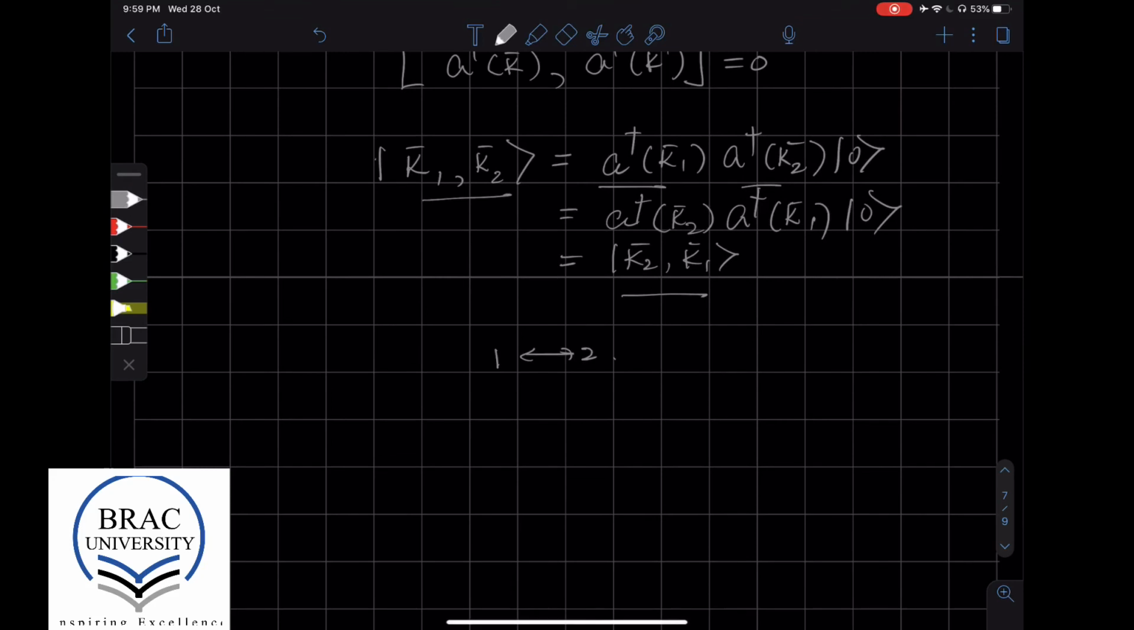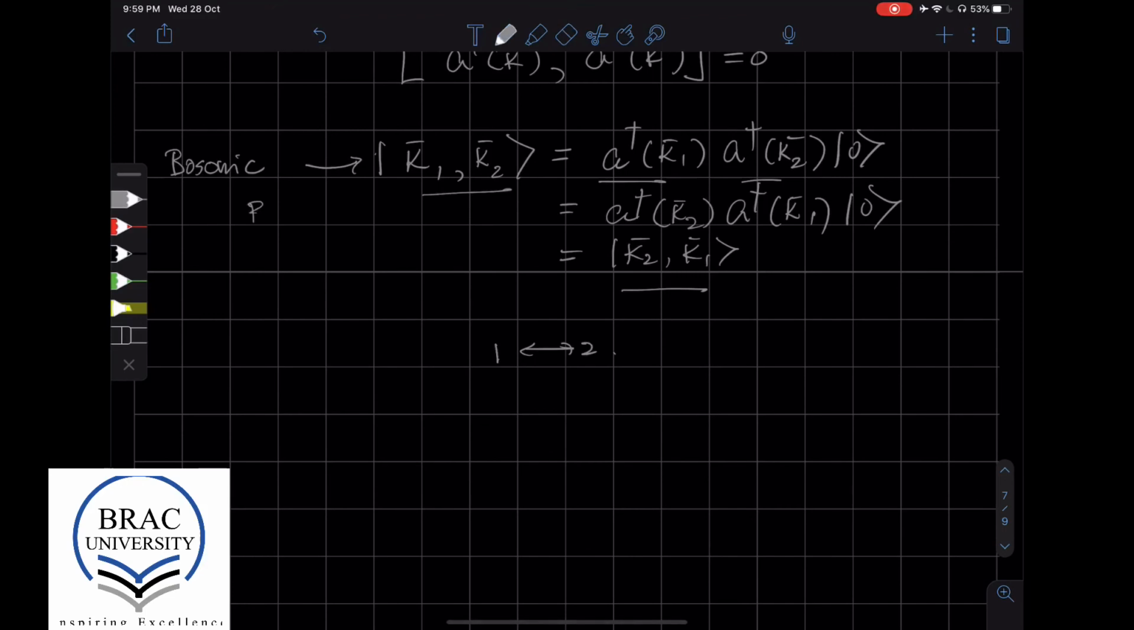So that means that these states are bosonic states. These states satisfy Bose-Einstein statistics.